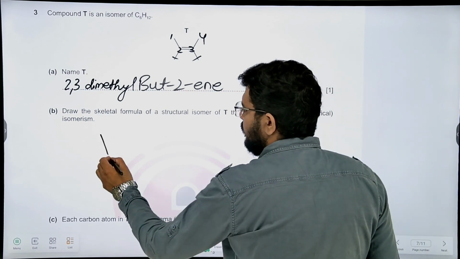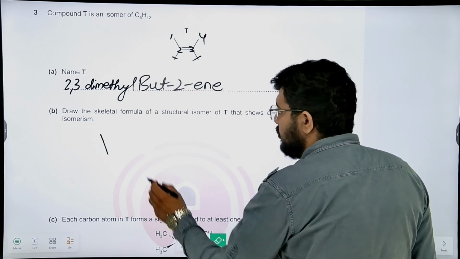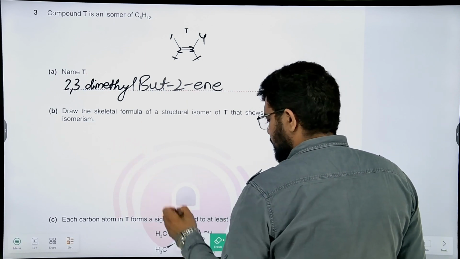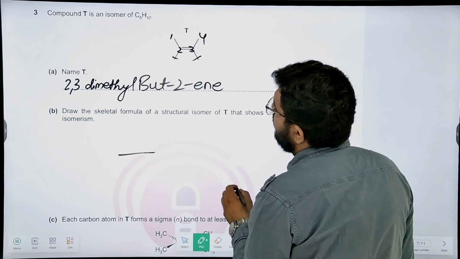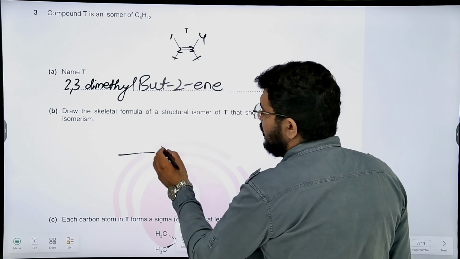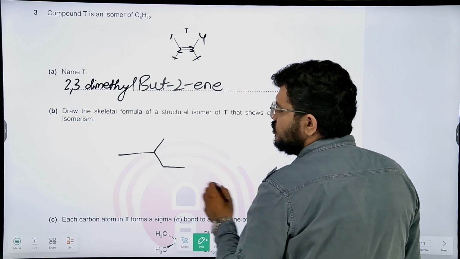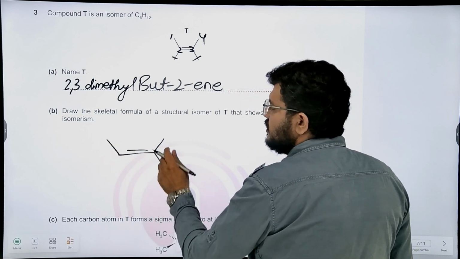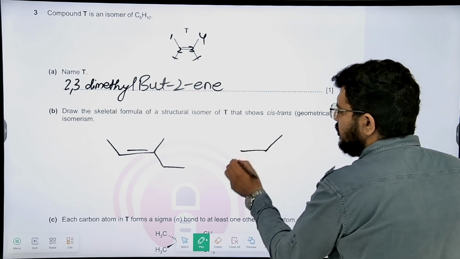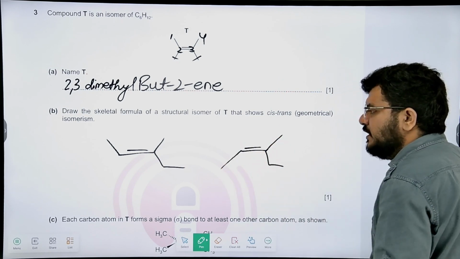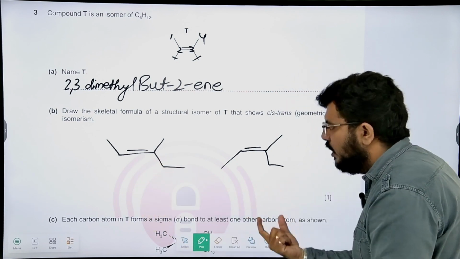Draw the skeletal formula of a structural isomer of T that shows cis-trans isomerism. So instead of having the double bond on the second carbon, if it had a double bond on the first carbon, then it would for sure show cis-trans isomerism. Okay, let's construct it like that. No, it should have it on the second only, but one of the chains should be longer, right? In this case, this is a cis isomer. What would be the trans isomer? This will be the trans isomer. So both of them are correct answers. You can draw either the cis isomer or the trans isomer.